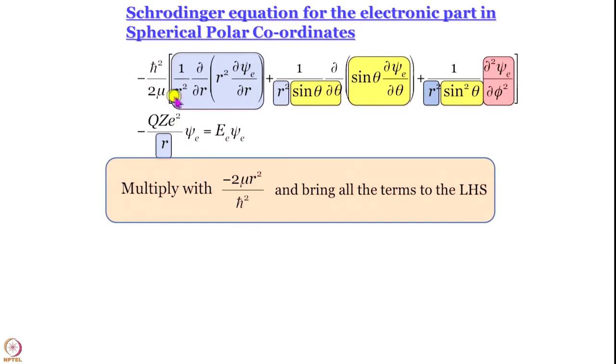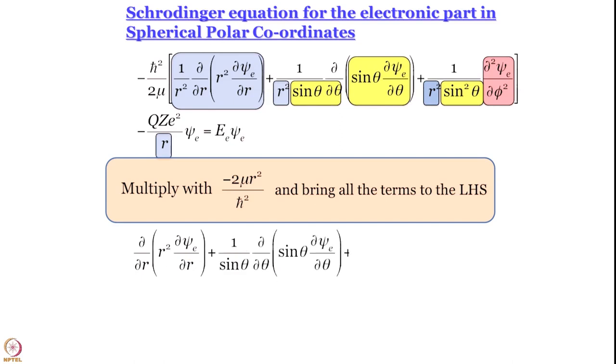Because I have this minus h cross square by 2 mu on this side, and here we have r square multiplied by sin theta d phi. So, if you do this, then at least a little bit of cleaning up is there. The first term becomes del del r multiplied by del del r operating on r square del psi e del r. The second term becomes, well, now this r square is gone, 1 by sin theta del del theta operating on sin theta del psi e del theta.